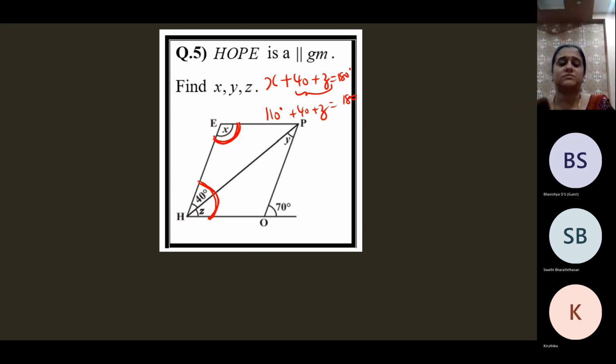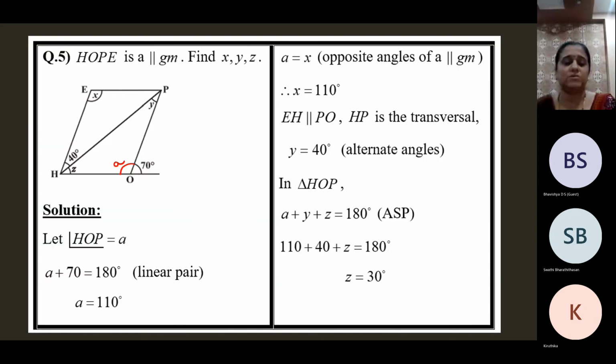Any other method? Yeah, please ask me if you want to say something else. ASP is angle sum property.